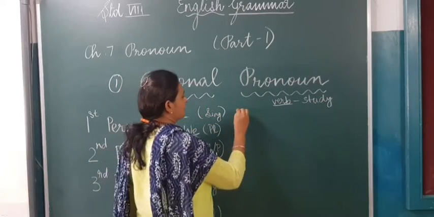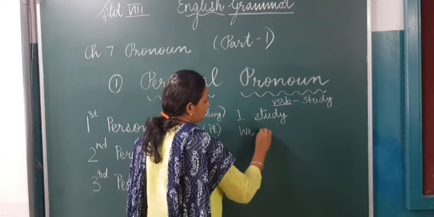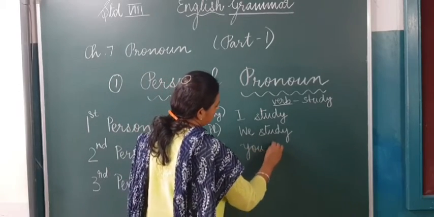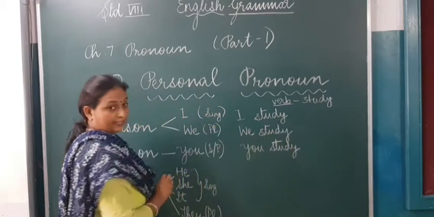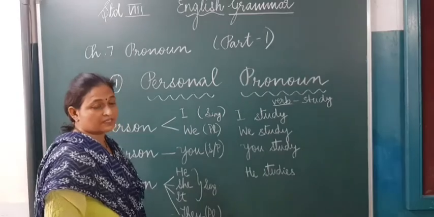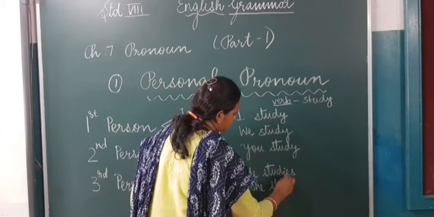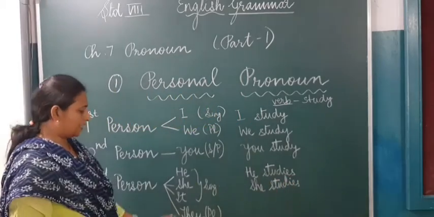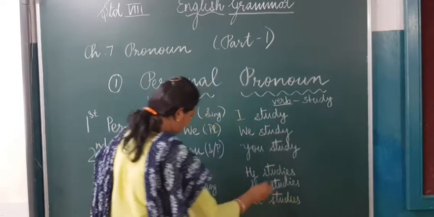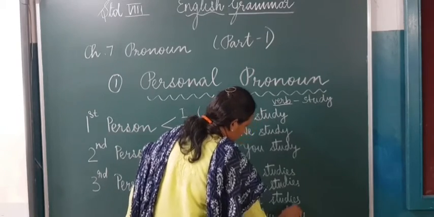So, if it is I, then I will be writing I study. If it is we, it will be we study. Okay? And if it is you, it is always you study. He studies. Third person singular number में वो s आएगा. She studies. Okay, it studies. They study. Is it clear, children?